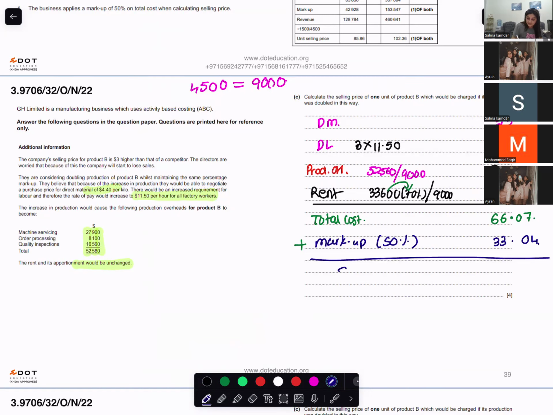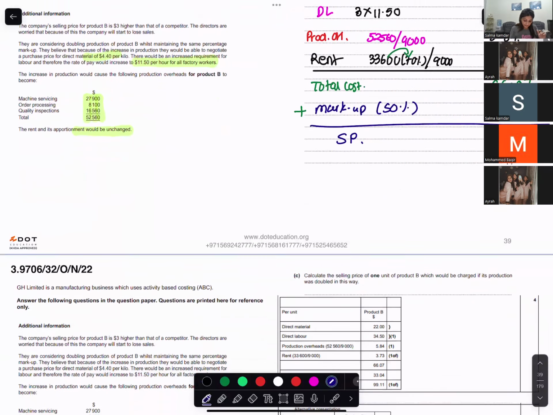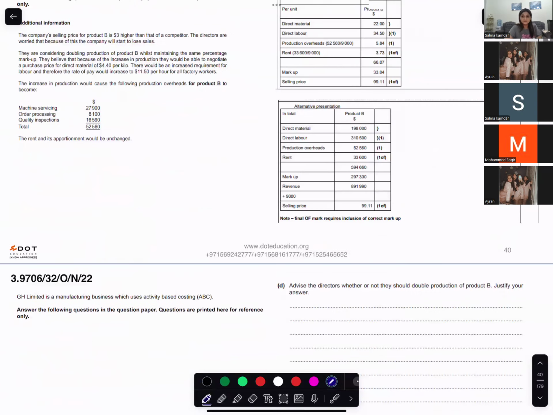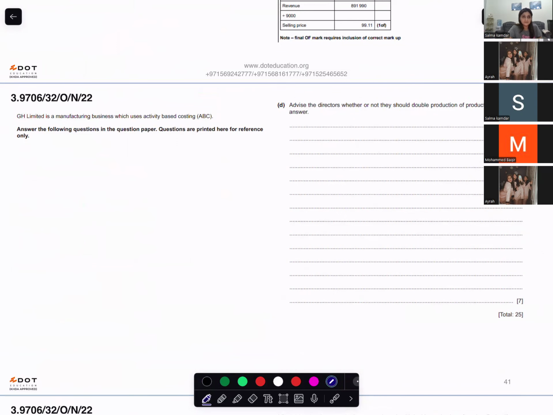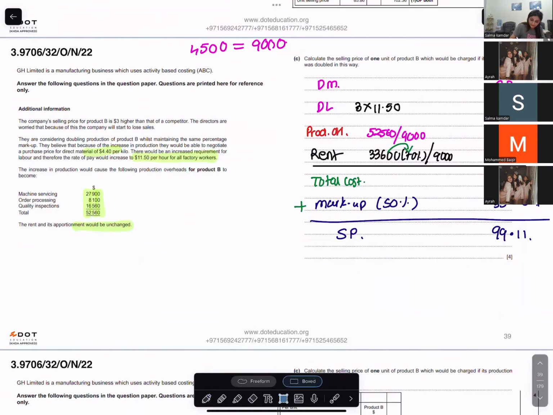So you will get the selling price, 99.105. Are you with me? Okay, so we've done the C part. Let's go to the D part. Read the question: advise the directors whether or not they should double production of product B. Justify your answer.